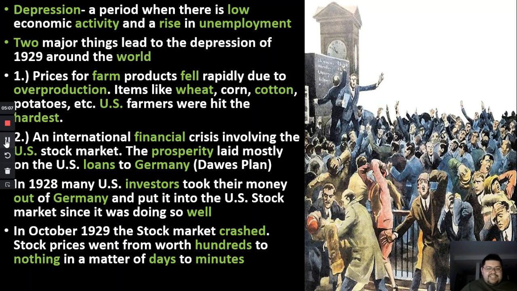And in October 1929, the stock market crashed. And when I say crash, we're talking crash and burn type of thing. Stocks went from worth hundreds of dollars to nothing within a matter of days, and in some places, in some stock, a matter of minutes. So imagine you have a stock worth $800, and all of a sudden, before you can even say anything, it's now worthless. It's now worth like 3 cents. Yeah, that's what happened to some people.